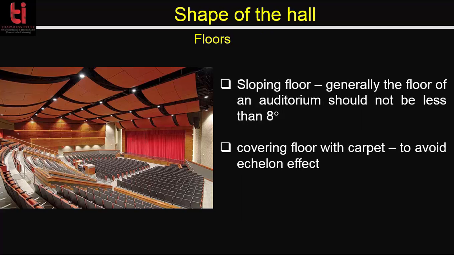Now for the floor, a sloping floor is actually favorable for a very good auditorium. In general, the slope of the floor of a good auditorium should not be less than 8 degrees. Now to avoid the echelon effect, we need to cover the floors with carpet. So basically, the process of combination of multiple echoes forming a new sound is known as the echelon effect. A set of railings and rectangular surfaces is said to produce that effect.